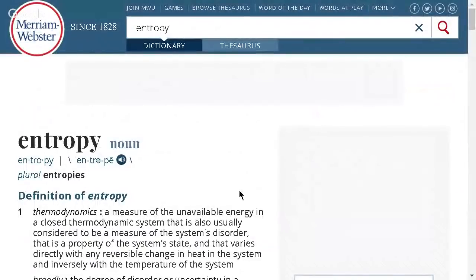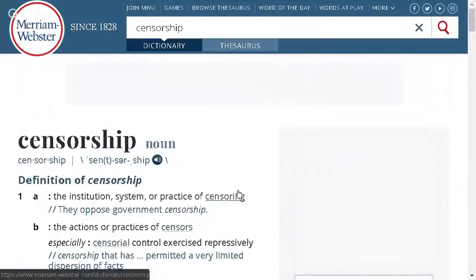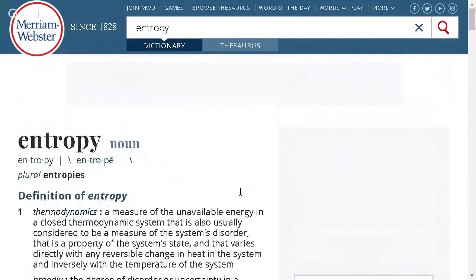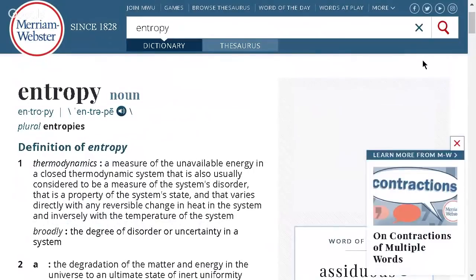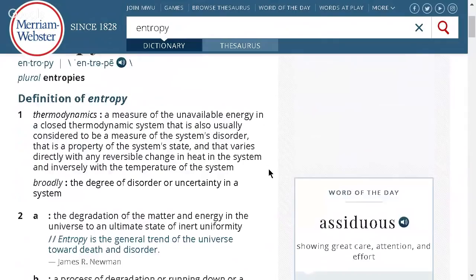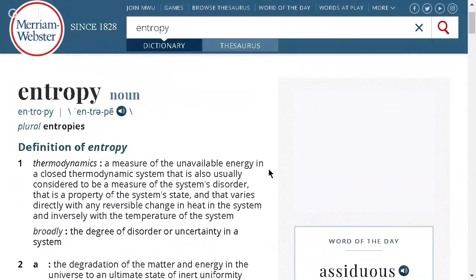Let's talk about entropy. Now that we've talked about censorship yesterday, well, let's talk about entropy, since censorship is a form of entropy. Because big tech is taking organized systems and putting lots of entropy in those systems by doing things like censoring people. See how that works?